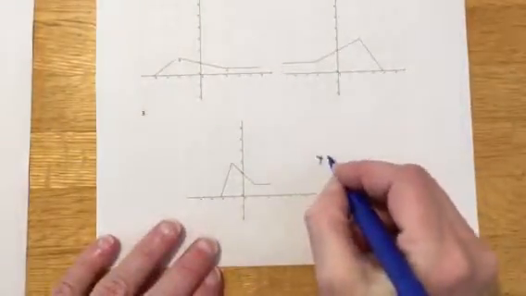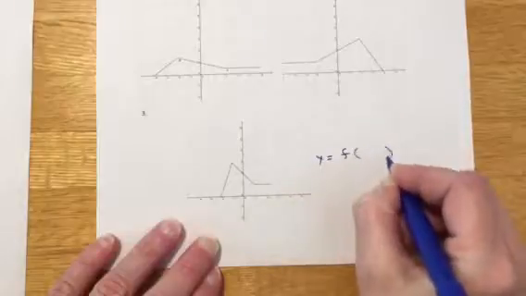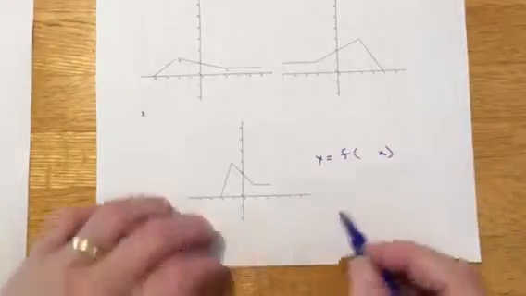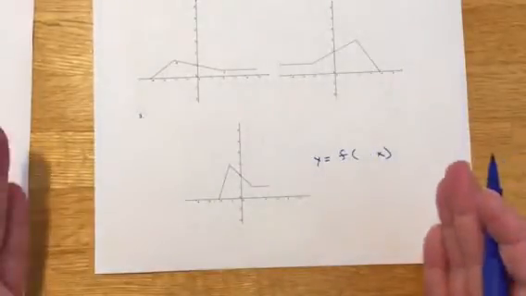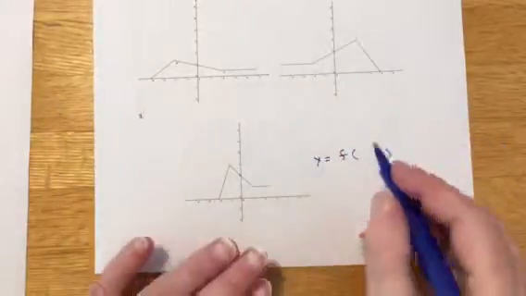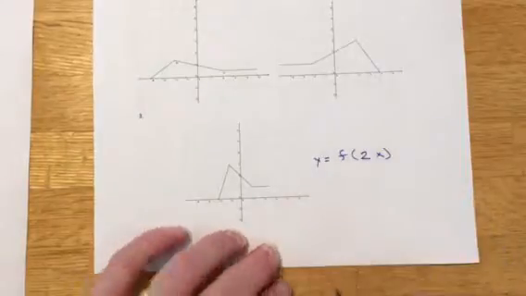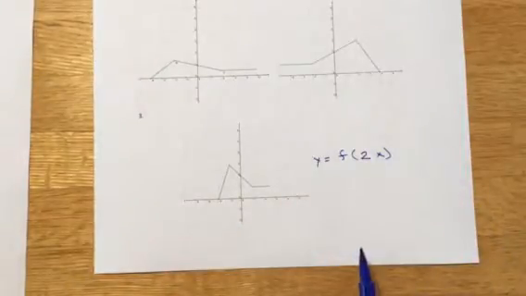So this is a horizontal change. Something happens to the x before we do the function. Remember, shrink, it's going twice as fast. So when it gets sort of shrunk by a half, really, it's making it go twice as fast. So it would be y equal to f of 2x.